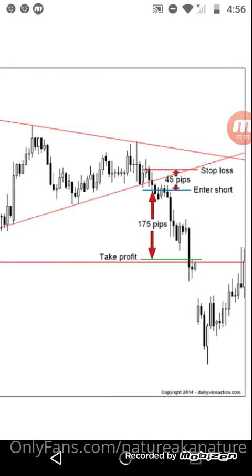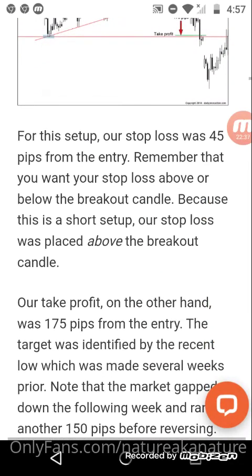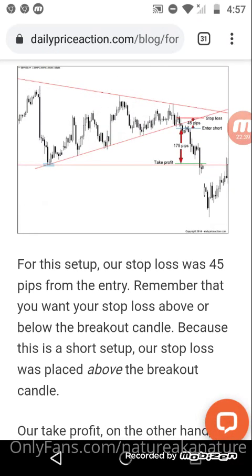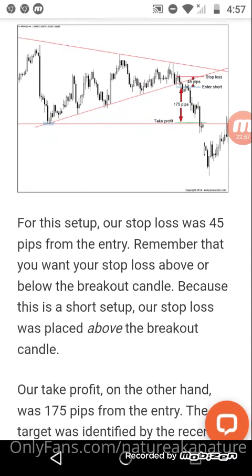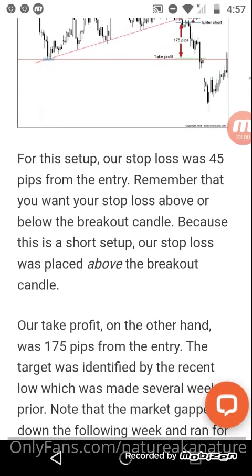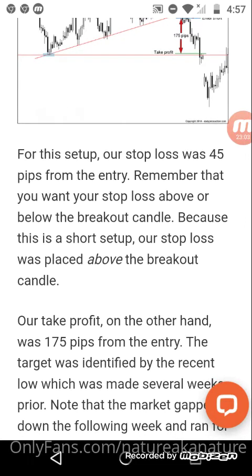For this setup, our stop loss was 45 pips from the entry. Remember that you want your stop loss above or below the breakout candle. For this example, it's going to be above because it's breaking out on the bottom. Because it's a short setup, a sell setup, our stop loss is placed above the last breakout candle. As you can see in the example one more time, we enter, get our 175 pip take profit, and exit the trade.